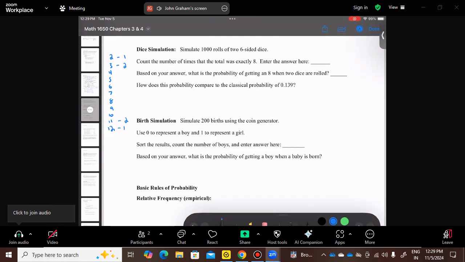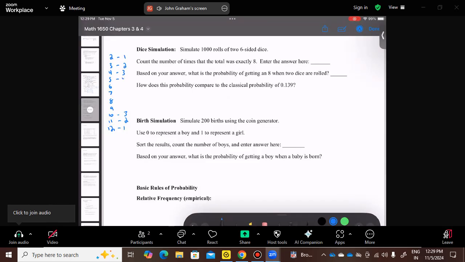Right, for 10 and 4, there's 3 possibilities. For 4, you can roll a 3 and a 1, a 1 and a 3, or a 2 and a 2. For 10, you could roll a 4 and a 6, or a 6 and a 4, or 5 and a 5.